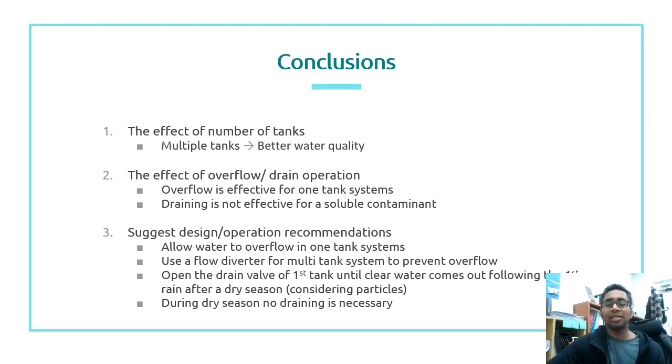As for the suggestions for operation and design recommendations, it can be said that it is better to allow water to overflow in a one tank system and to use a flow diverter for multiple tank systems to prevent overflow. And by considering the particulate water quality also, we can suggest that the drain valve operation of the first tank should be done until clear water comes out following the first rainfall event after the dry season. And during the dry season, no draining is actually necessary.